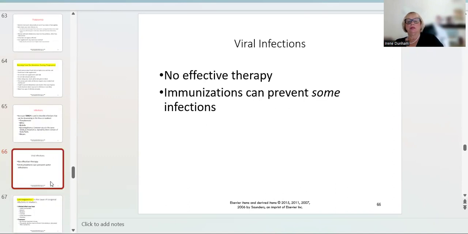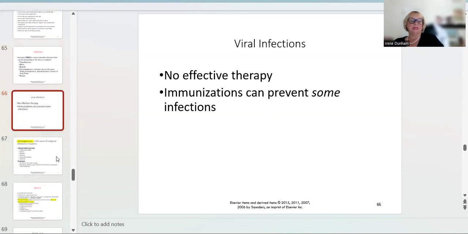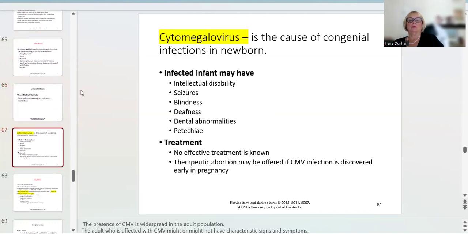Now, I think the next one's slides. I gave you an explanation of toxoplasmosis and everything, so you can read those. And viral, I said, viruses, there is no effective therapy, guys. A virus is a virus. You can't give an antibiotic for a virus. It doesn't work. So you have to be very careful with viruses, as we all know.